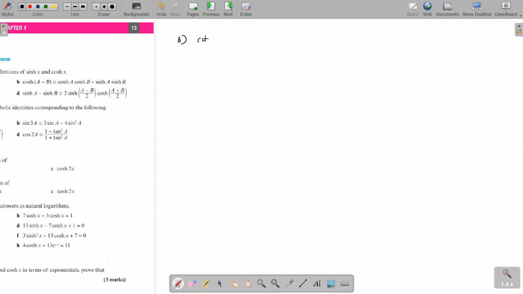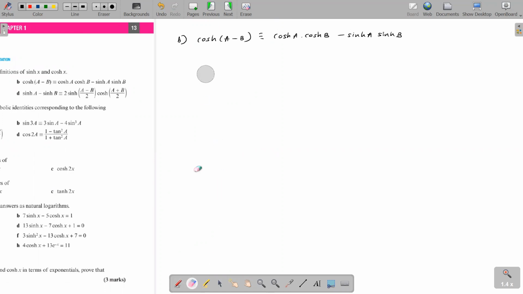So part D, you have to show cosh(A minus B) is equivalent to cosh A cosh B minus sinh A sinh B. All right, so let's work on this. Cosh A.